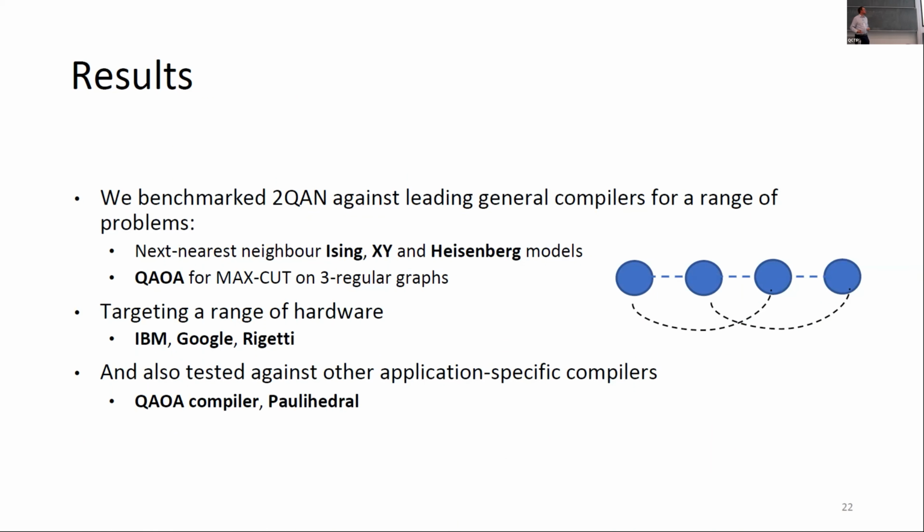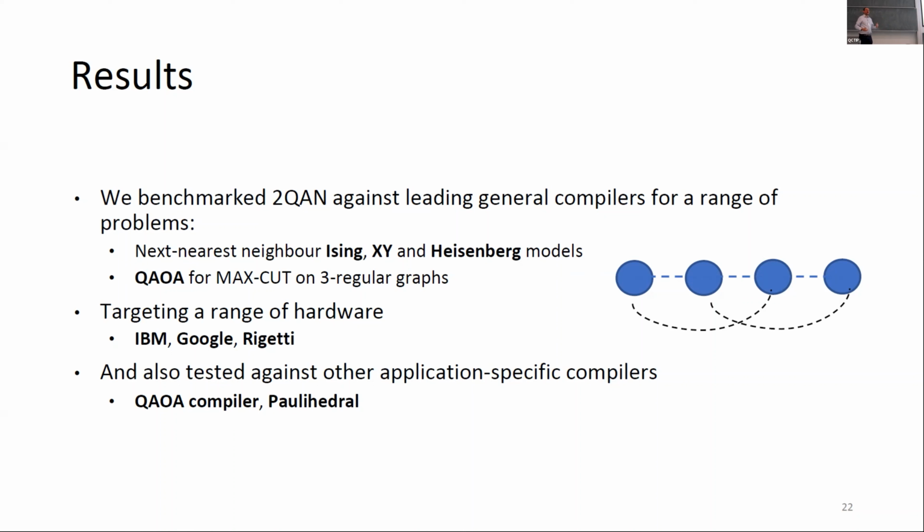And so we then tested it using a variety of example cases to benchmark it against the competition and to see how it performs compared to these general compilers. The problems we chose to study were next nearest neighbor spin chains. So this would be chains of qubits which are coupled as indicated here in the diagram, with these dashed lines indicating the next nearest neighbor coupling. And we also tested it with QAOA.